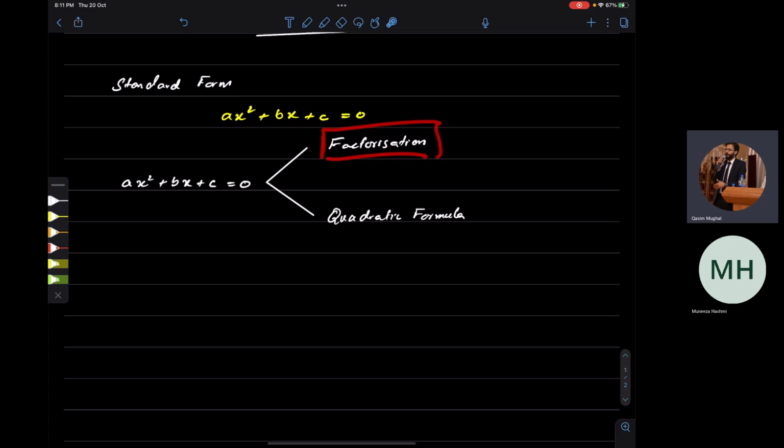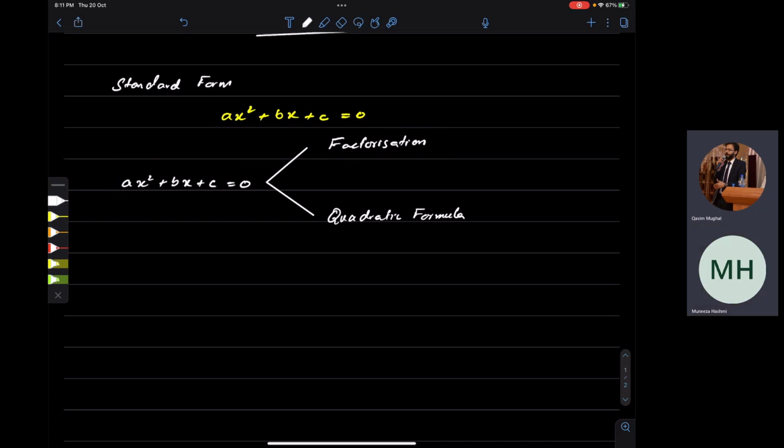One is by factorization. We studied factorization yesterday. A three-term quadratic can be factorized by using the middle term breaking method. So when I say factorization here, we clearly mean that we are going to break the middle term.